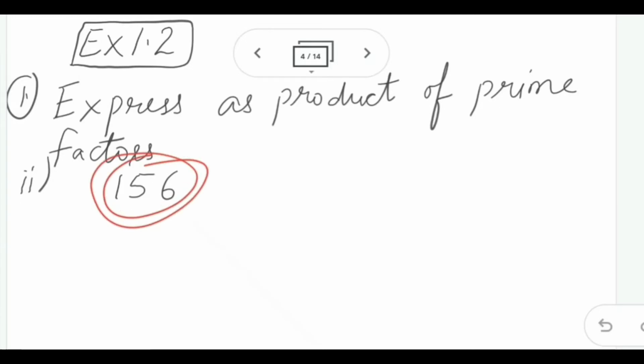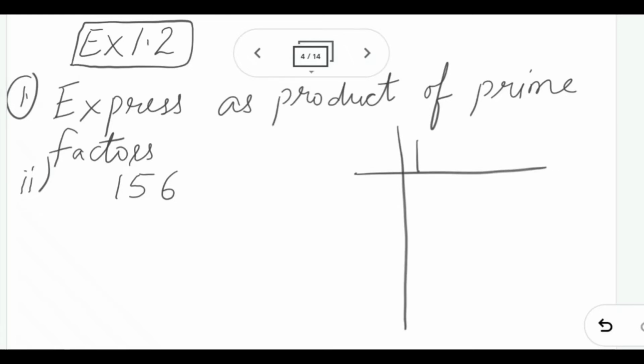But 156 is a big number, so what are we supposed to do? First we will make its prime factors. We will think of some prime number which will be its factor. Now we know that 156 is an even number, so the last digit is 6. It's an even number, so it is going to appear in 2's table. So we will divide it by 2. Then we can check that when we divide 156 by 2, it will come to 78.